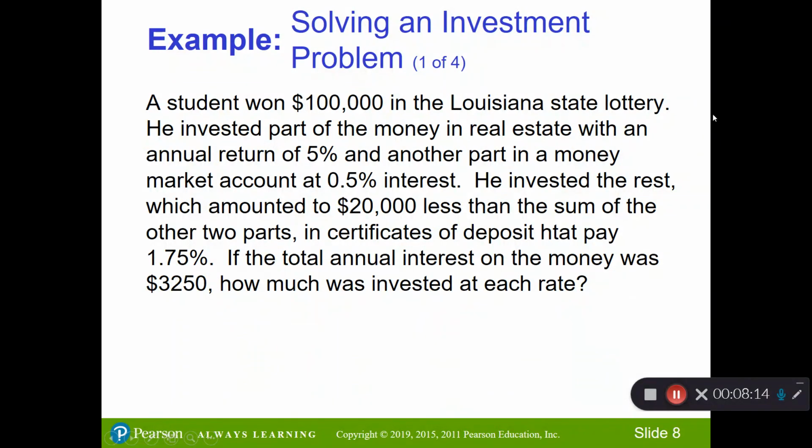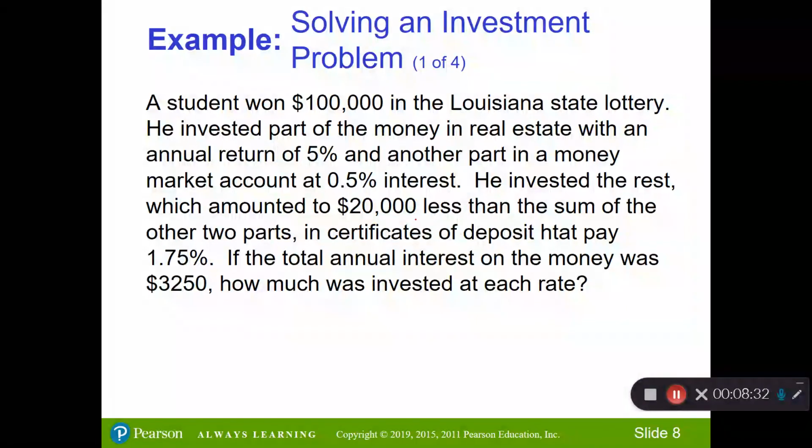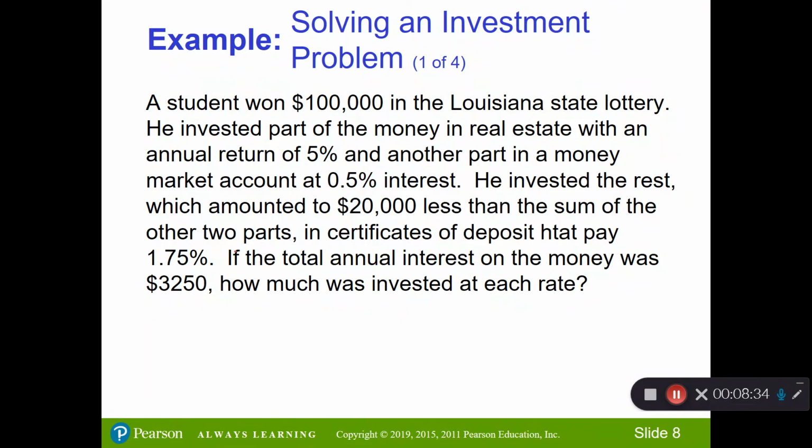All right, a student won $100,000 in the Louisiana State Lottery, invested part of the money in real estate with an annual return of 5%, and another part of the money in a money market account at 0.5% interest. He invested the rest, which amounted to $20,000 less than the sum of the other two parts, in CDs that pay 1.75%. If the total annual interest on the money was $3,250, how much was invested at each rate?